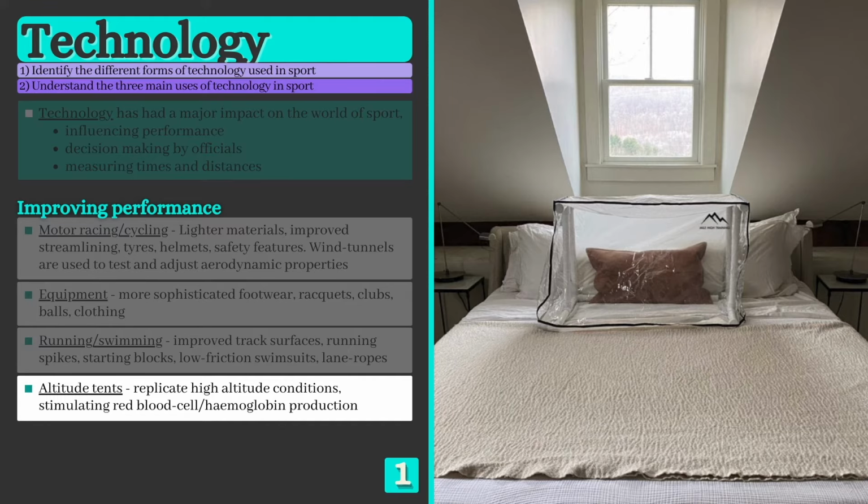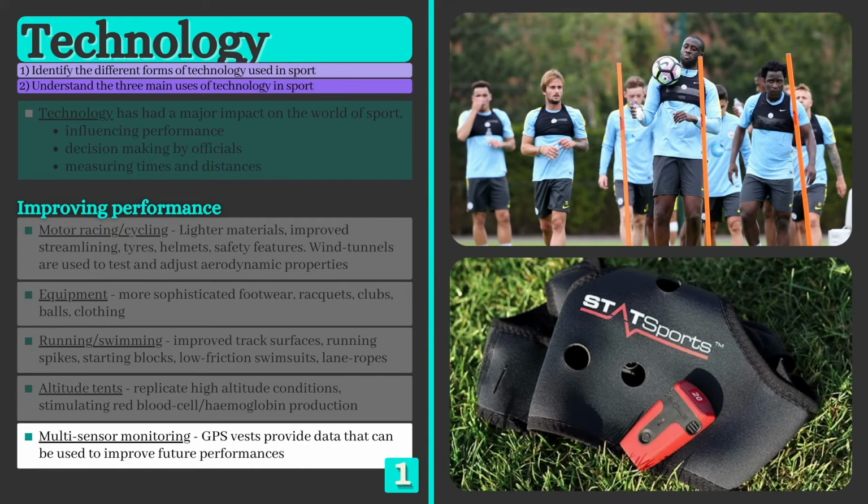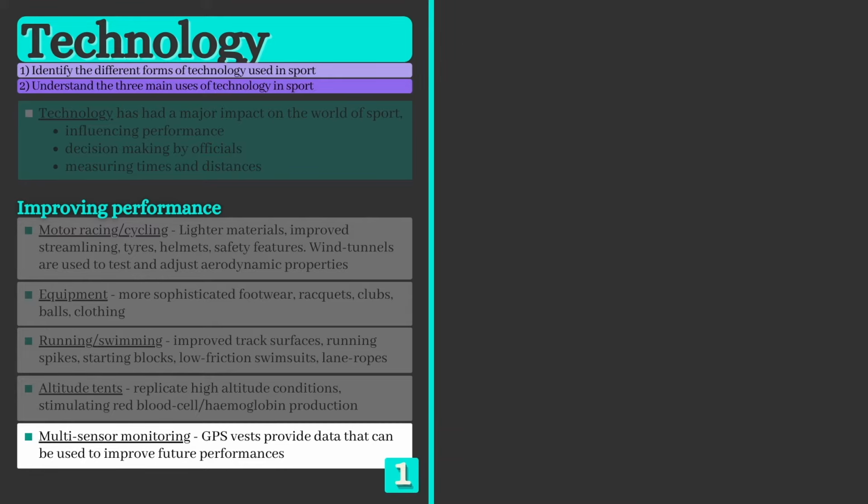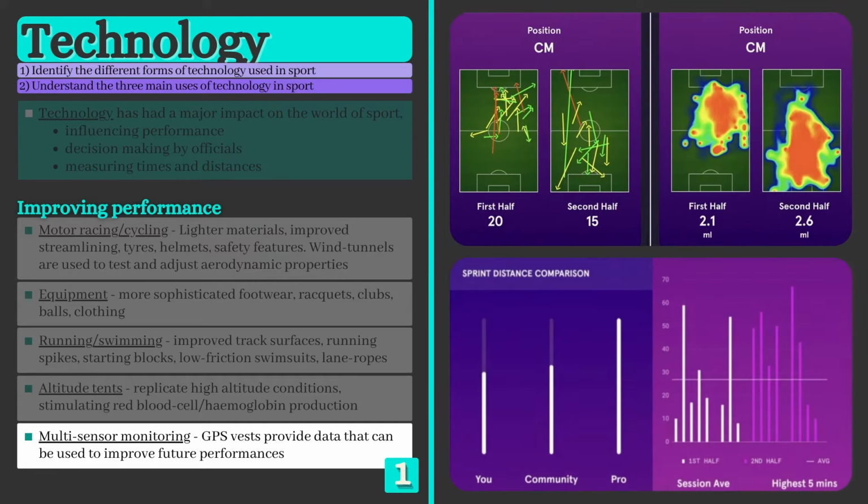their aerobic performance. Finally, multi-sensor or GPS equipment tracks heart rate, speed, intensity, and an athlete's movements around the field of play, allowing coaches to provide specific feedback and identify weaknesses that can be addressed through future training.